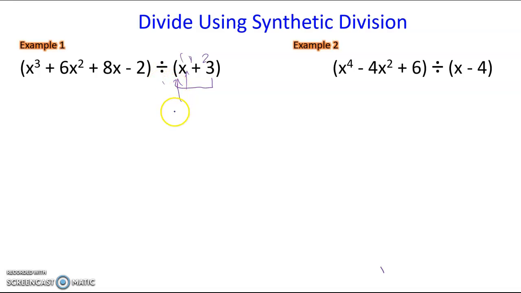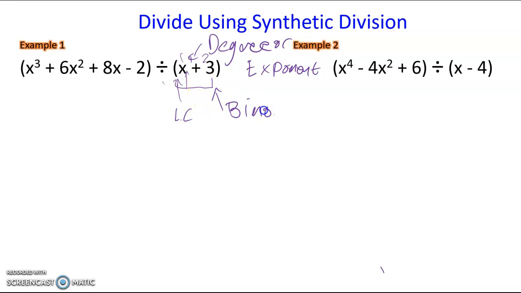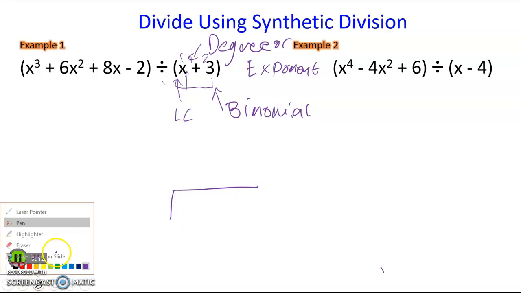So again, I have to look at the leading coefficient, the degree, or exponent, and then the binomial. Those are the 3 things I'm looking for, all right? Three things. Now, normally when we're using long division, we'd use a symbol that looks something like that, correct?